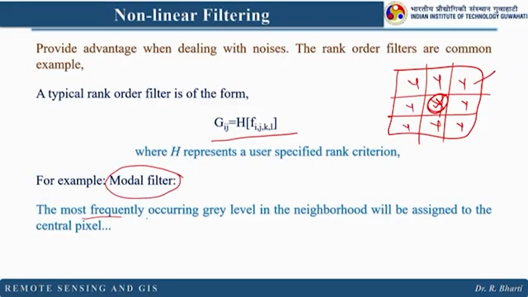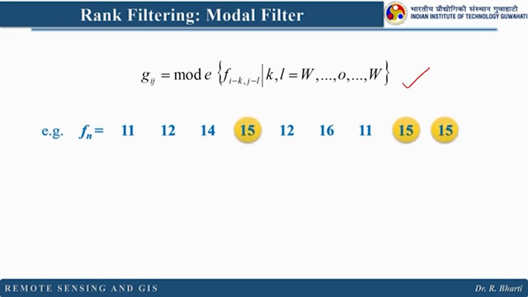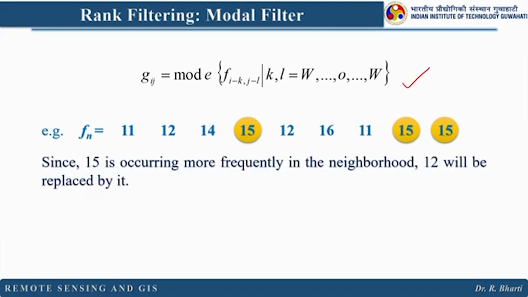It will simply be replaced by the ranking criterion. So when you are using the modal filter, the most frequently occurring gray label pixel value will be replaced, right? This is the general expression of mode, and here is one example where you have all these DN values. Now how will you identify the most occurring? You will find out which DN values are coming frequently, and here in this case 15 is most occurring, right? Let us assume that 12 was your target. So 12 will be replaced by 15, right?